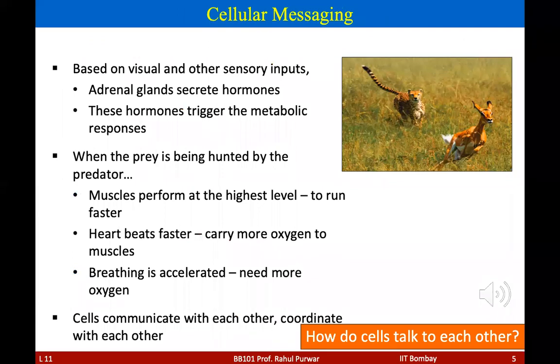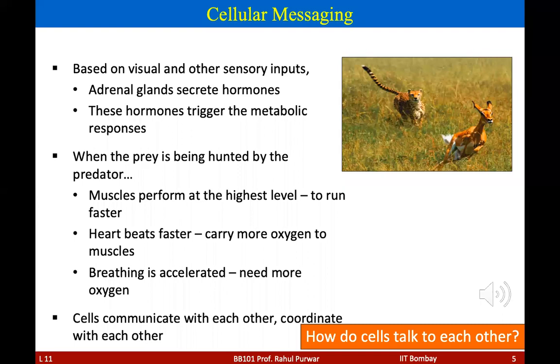So in cellular messages, as we are learning how cells talk to each other, they communicate and coordinate with each other based on visual and other sensory inputs. Based on these inputs, our adrenal glands secrete hormones, and these hormones trigger the metabolic processes. So when the prey is being hunted by the predator, the muscles perform at the highest level to run faster, because now, based on the sensory inputs, the adrenal gland secreted the hormones.